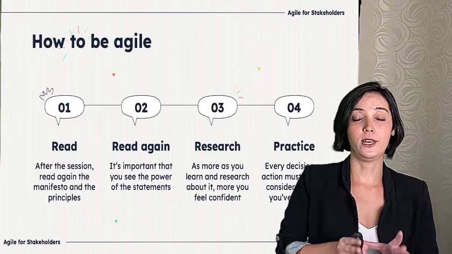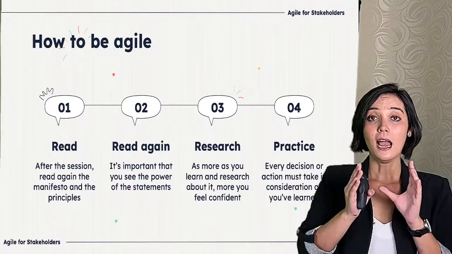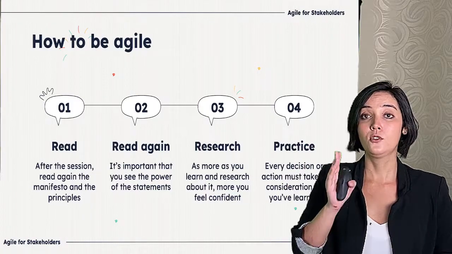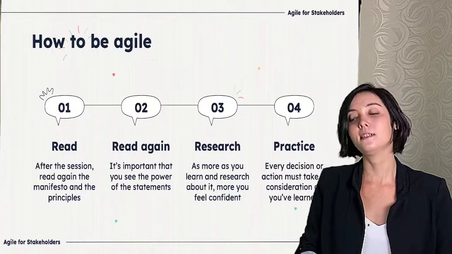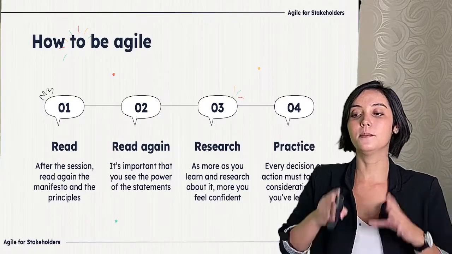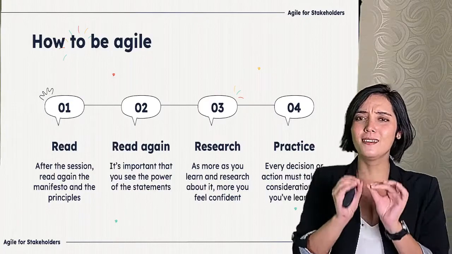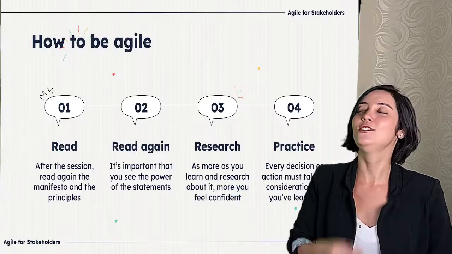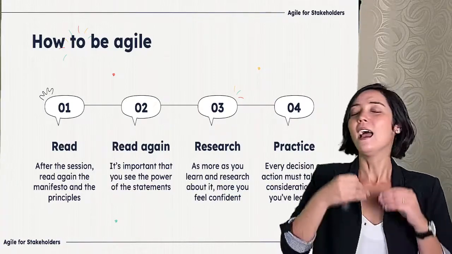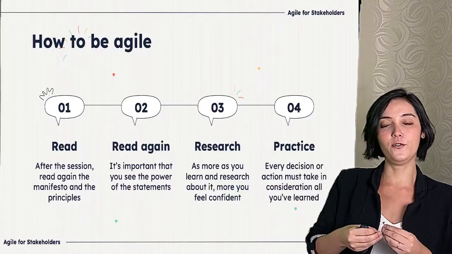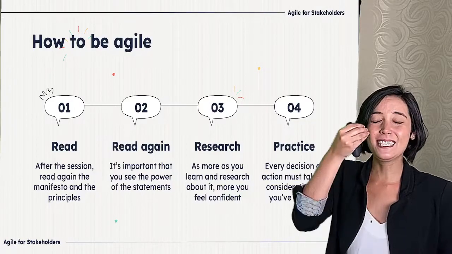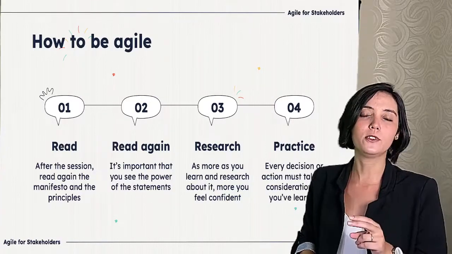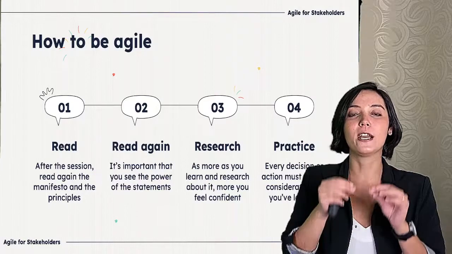Now that we have read the manifesto, I want you to follow these 4 steps to be agile. So first, read. Yes, after the session, read again the manifesto and the principles and pay attention to every keyword. Second, read again. Yes, you need to read the manifesto and the principles as many times as you want. It's important that you see the power of every statement there. I promise you, every time you read, you're going to find out something different.